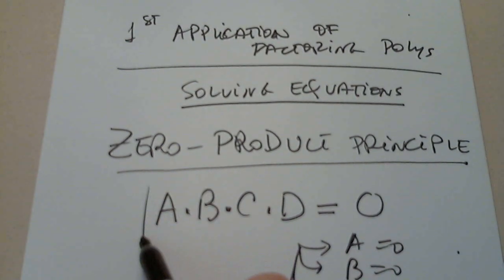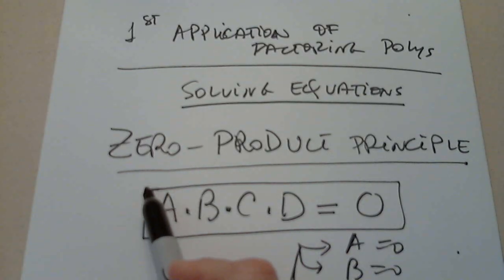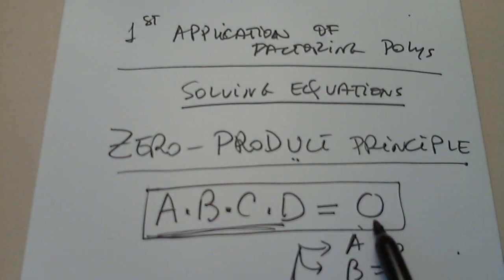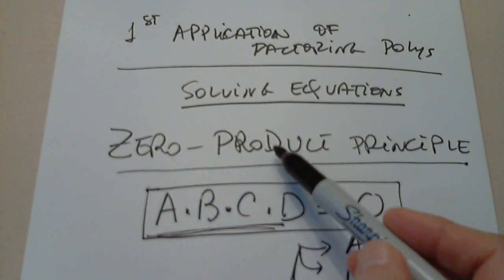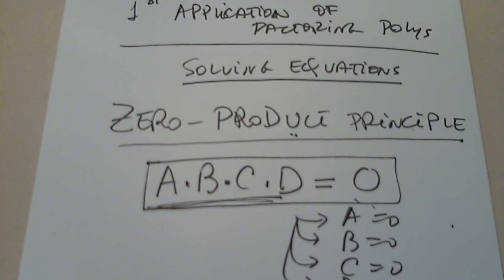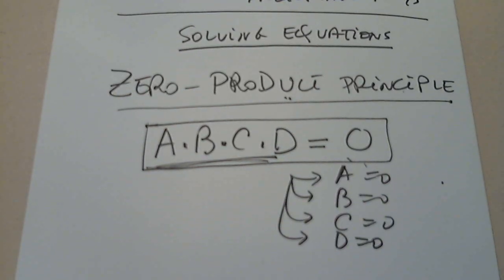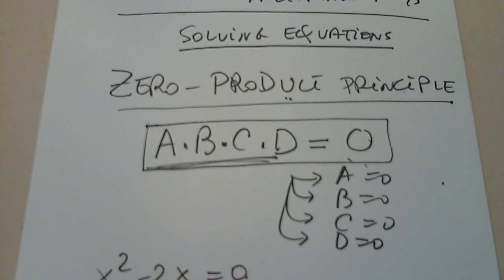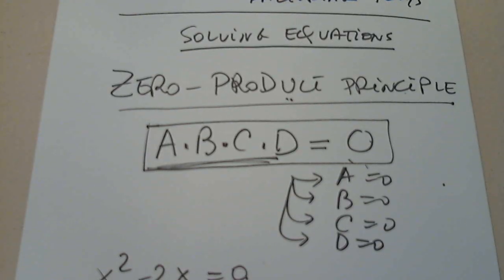But I have to have this format. I have to have a product on one side, and I have to have 0 on the other. Otherwise, the zero product principle is not applicable. So here's our first example, and then we look at the examples in Pearson. Let's say I have x squared minus 2x equals 0. I have 0 on one side, but this is not a product. Not a product yet.